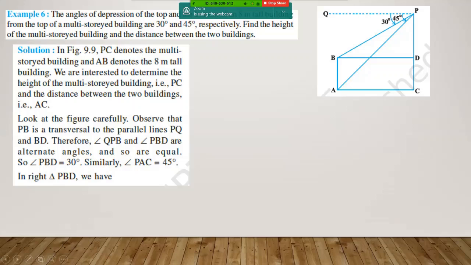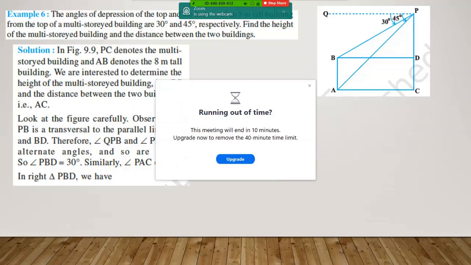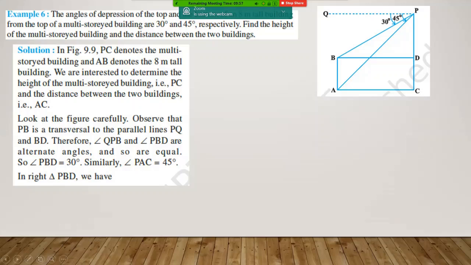And which one is the tower? Which one is 8 meters? Ma'am, it is BC. BC is given as 8 meters. This is the tall building, right? BC is the tall building, 8 meters in height, and AB is the tower we are talking about. Fine? So from the top of the tall building, we are looking at two points of the tower.